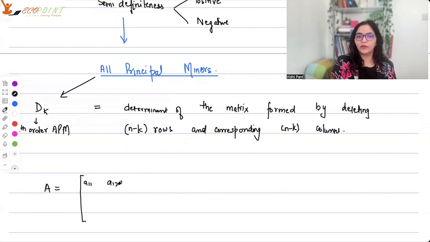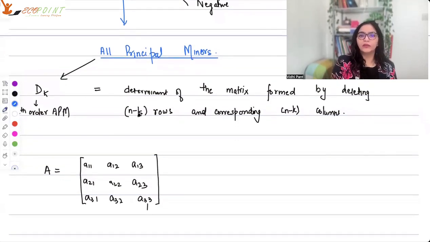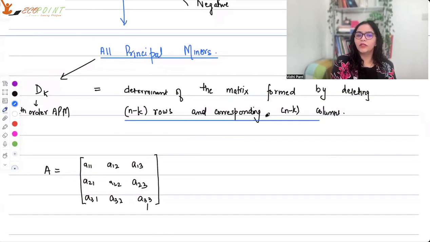So A11, A12, A13, A21, A22, A23, A31, A32, A33. Okay. Now, please note down what I have written here. Corresponding is the most important word here. What does this mean? If I'm looking for D1, N is 3, that is fixed. K could differ, N minus K could differ.